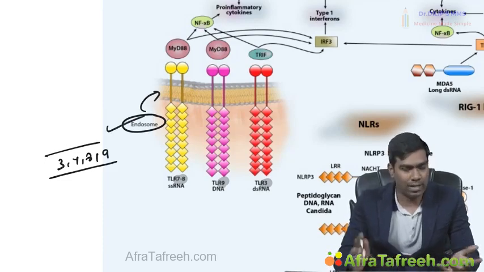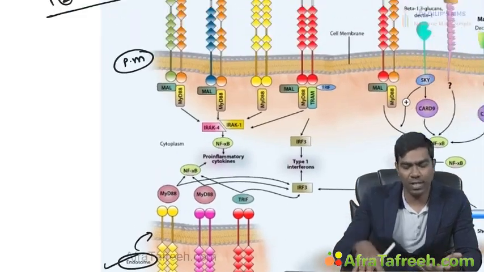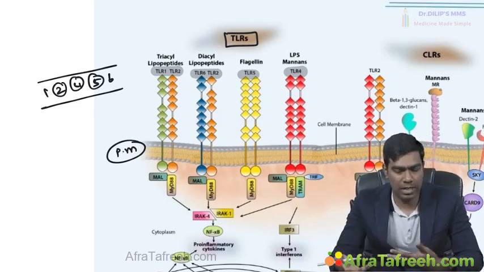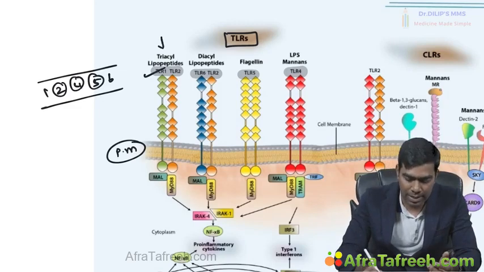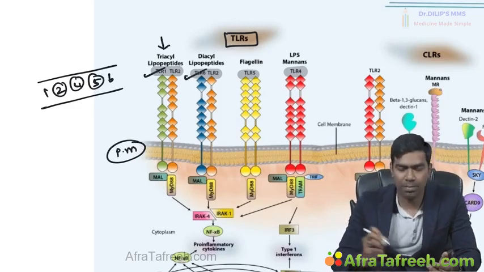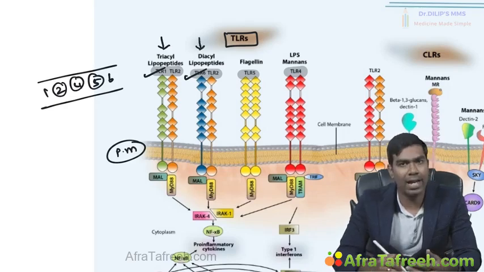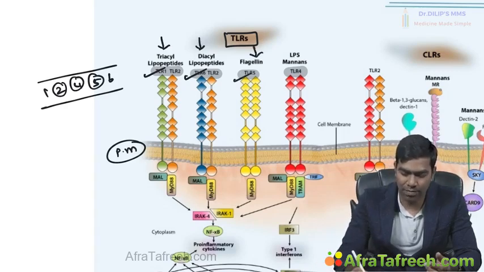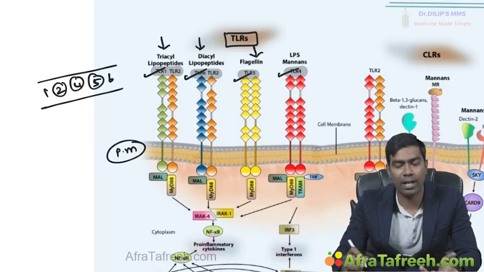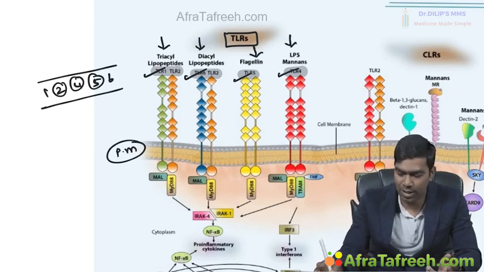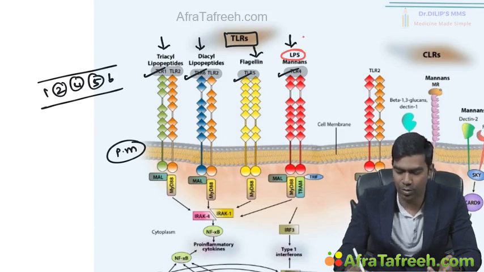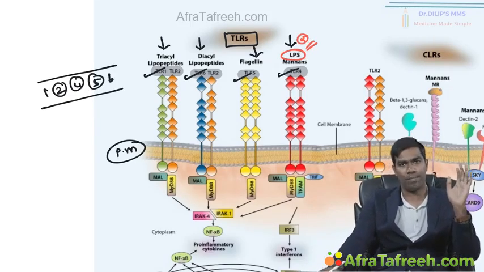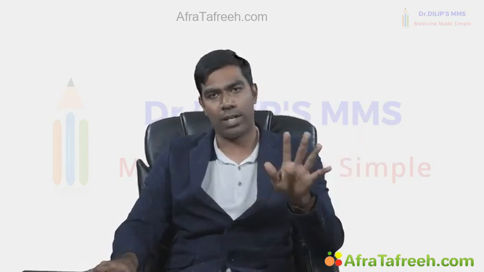Let us see why these are placed at different places. You can understand very easily if you know what they're going to recognize. The ligand for the TLR 1 and 2 complex is the triacyl lipopeptide, and the ligand for TLRs 2 and 6 is the diacyl lipopeptide. The ligand for TLR 5 is flagellin, and the ligand for TLR 4 is lipopolysaccharide, of which the most regularly asked question is lipopolysaccharide for TLR 4. It is a very regularly asked question in exams, so even if you don't remember the others, this is very important.